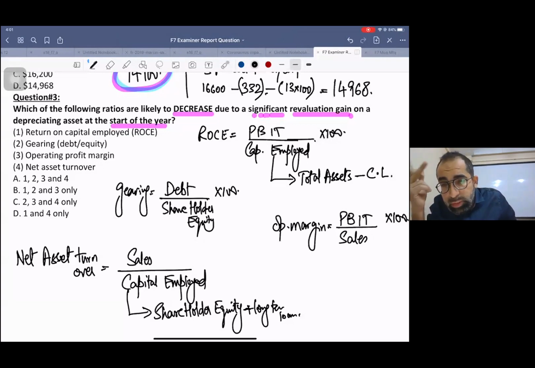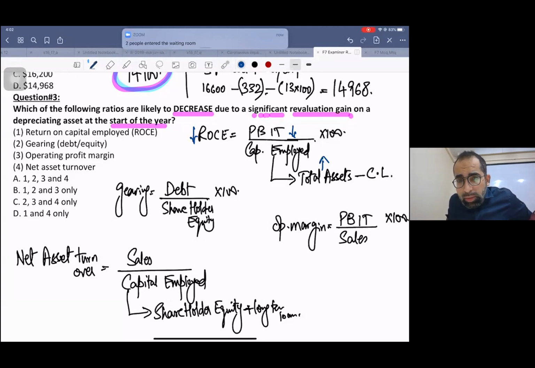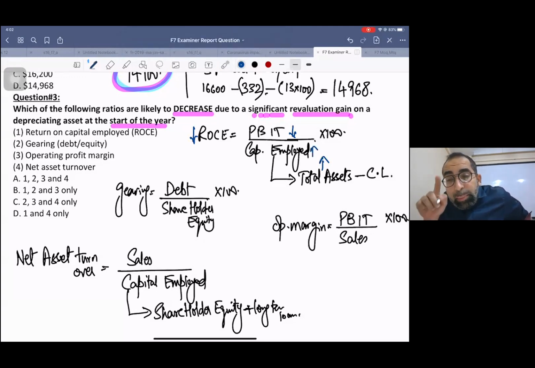Because of upward revaluation, your depreciation expense goes up, and when your depreciation expense goes up, your PBIT will go down. PBIT is in the numerator, so ROCE will go down. Now check the denominator of ROCE. The denominator is capital employed, and the formula of capital employed is total assets less current liabilities. When there is upward revaluation, definitely your total assets will go up, so your capital employed will go up. It's in the denominator, so ROCE will again go down.